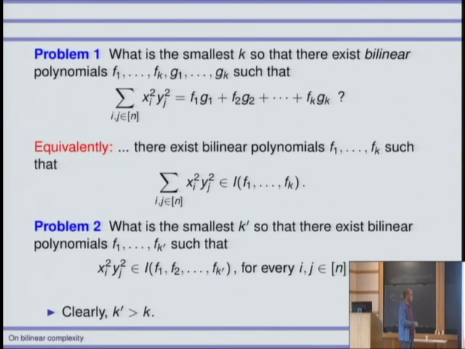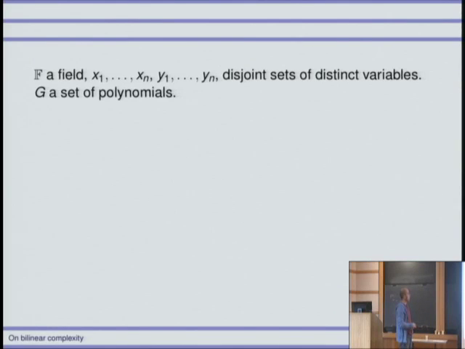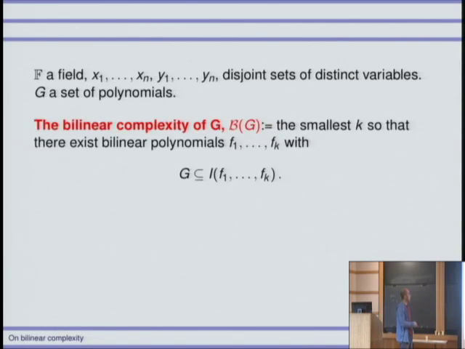Let me give now a general definition of what bilinear complexity should be, which is basically what you would expect when looking at problem 2. So I'll assume that we are working over some field. Nothing of what I will say will depend on the field, so just imagine whatever field you like. You have variables x1 through xn and y1 through yn, and you have a set of polynomials in those variables. And you define the bilinear complexity of the set of polynomials G as the smallest k so that you can find bilinear polynomials f1 through fk such that G lies in the ideal generated by those polynomials.